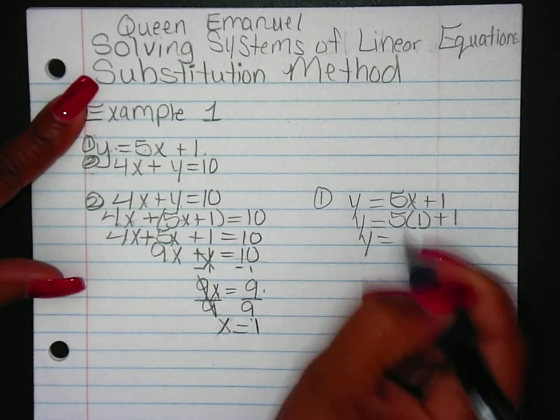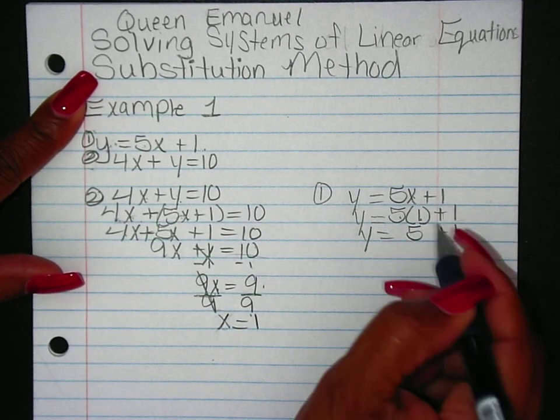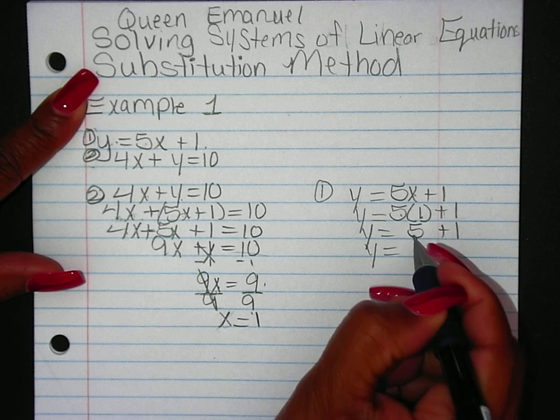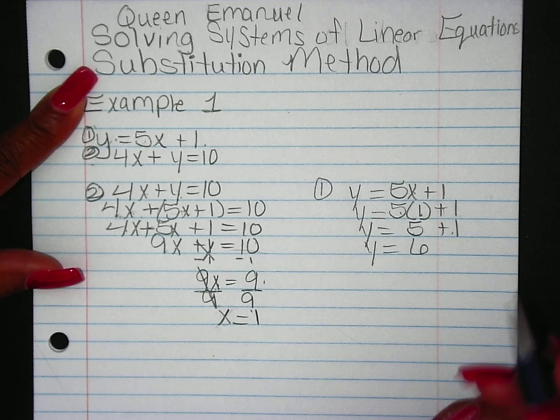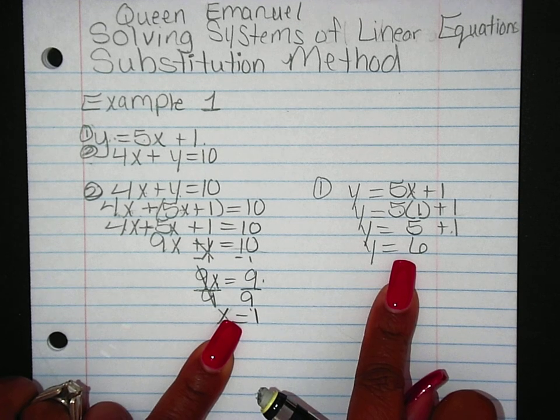So now I'm going to say 5 times 1 is 5. Bring down my plus 1, following the order of operations here. Then the sum of 5 and 1 is 6. Now I have x is 1 and y is 6.